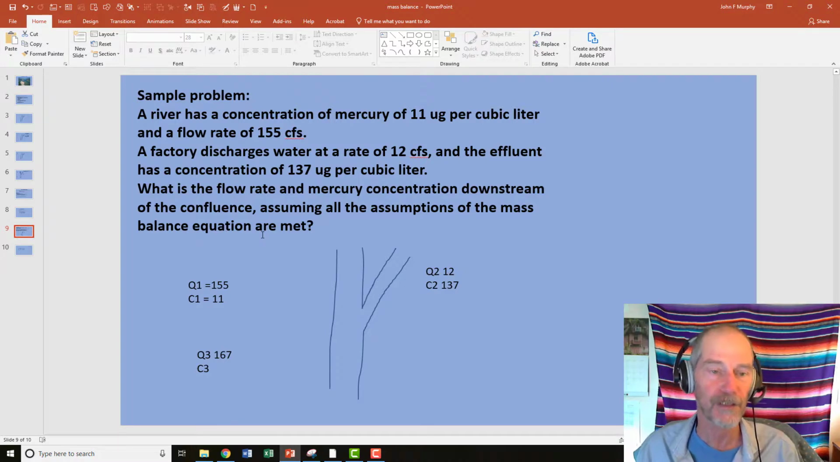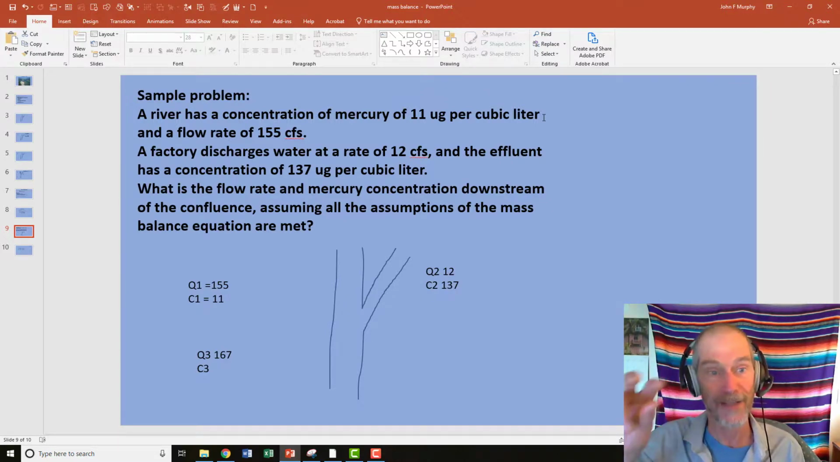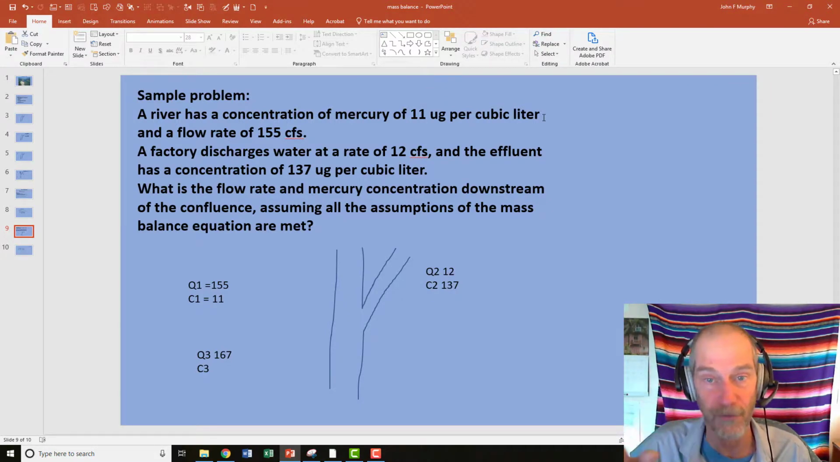Okay, so multiple students are still struggling with significant figures. The rule is you go back to the numbers you've been given, figure out which ones are measurements, and look for the ones with the smallest number of digits in them. We are given 11 micrograms per cubic liter. Is that a measurement? Heck yes. It's not a count. No one can see individual bits of mercury in micrograms. Somebody must have measured that.